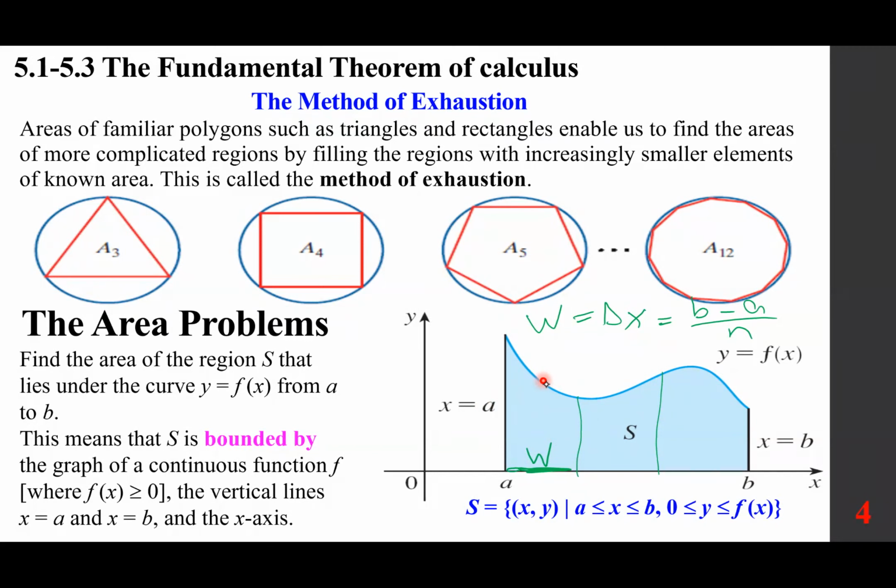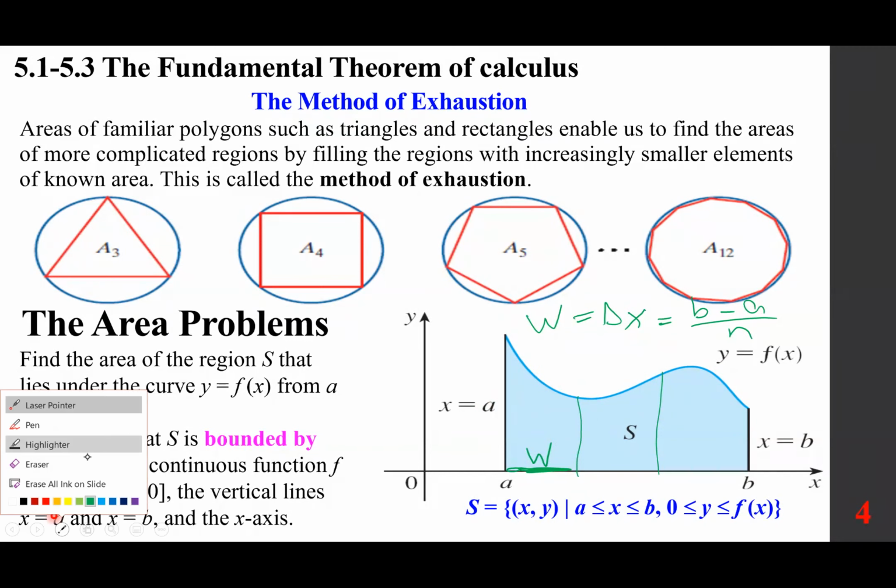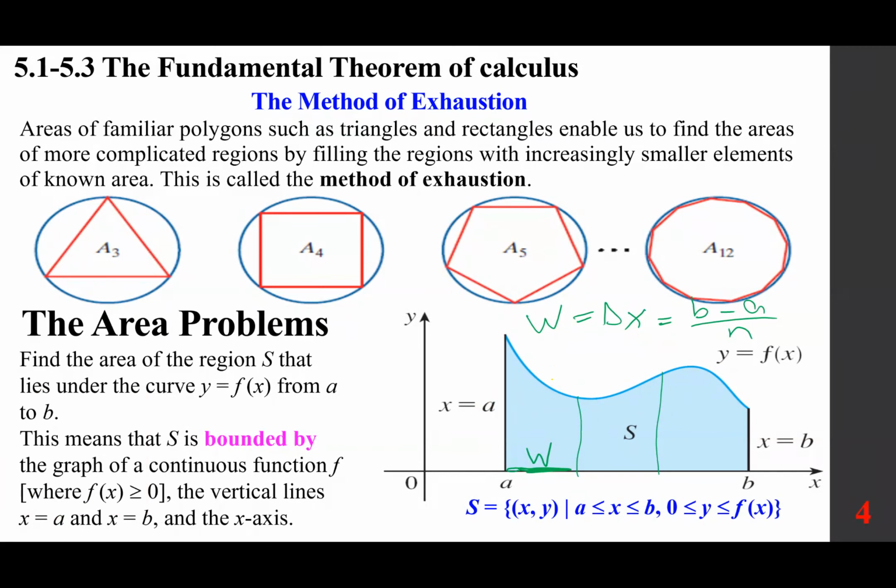However, clearly, if I cut this into more pieces, the width gets smaller, the approximation gets better. That is the method of exhaustion. As you add to n, the approximation gets better, and eventually when n goes to infinity, it becomes the actual area under the curve.